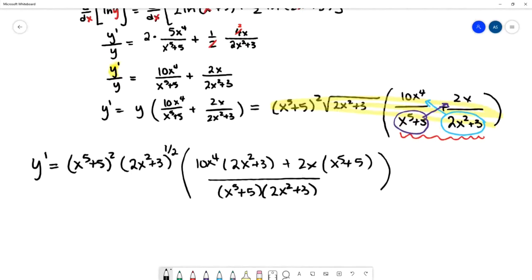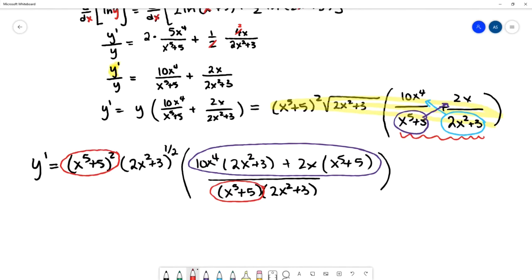And I've got some algebra cleanup that I can do in the numerator, just using the distributive property and combining like terms. But I also have some algebra cleanup to do here. So you'll notice that I have factors that have the same base. So I'm going to be able to do some combining with these factors as well.